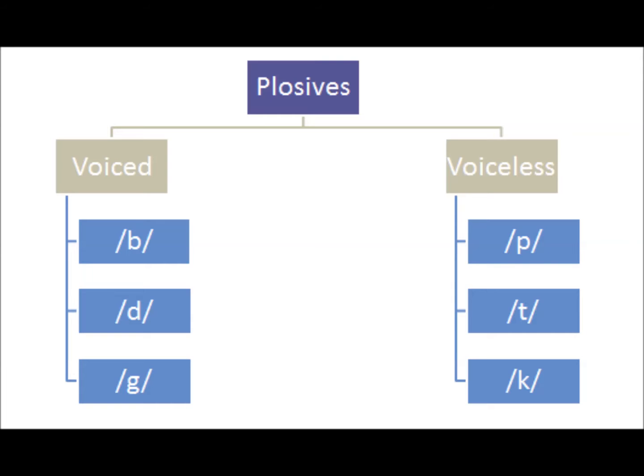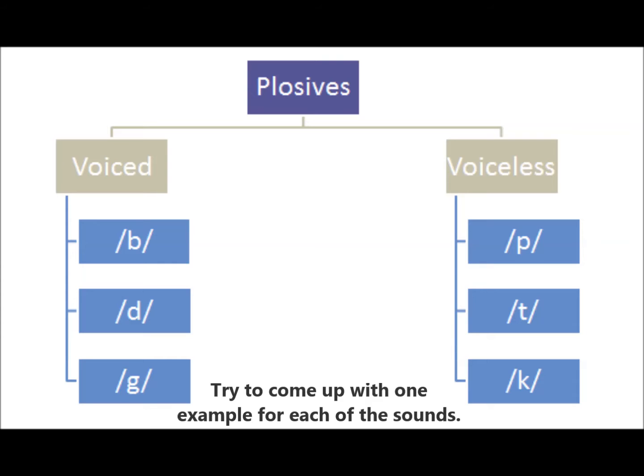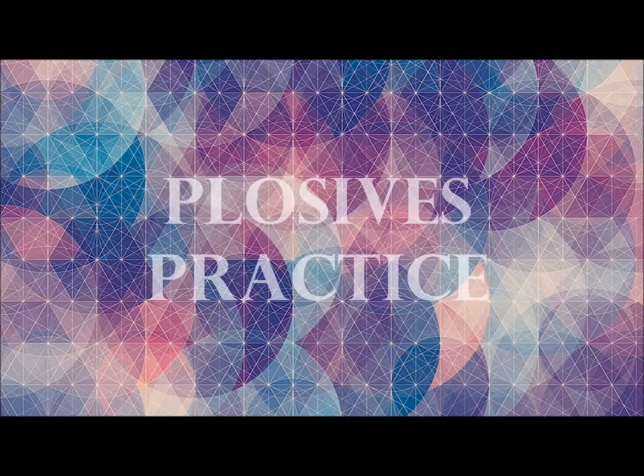Try to say something starting with the letter B. Now try it with your own example. See if you can spot the difference. Good. Now here's what we're going to do. Now moving forward, we'll be practicing the plosives through tongue twisters.